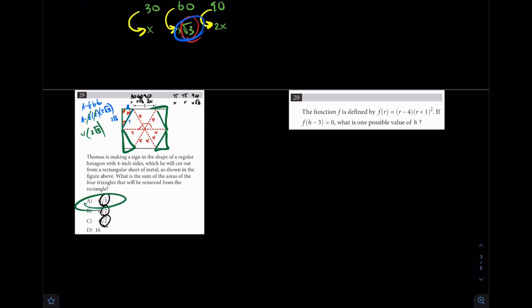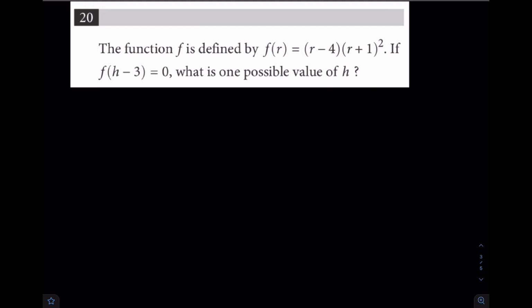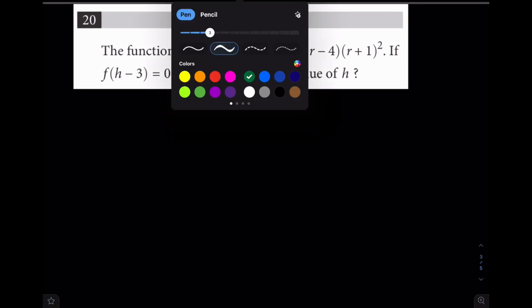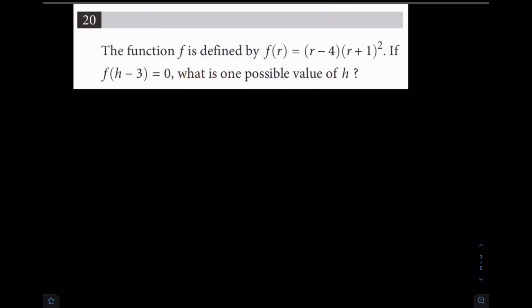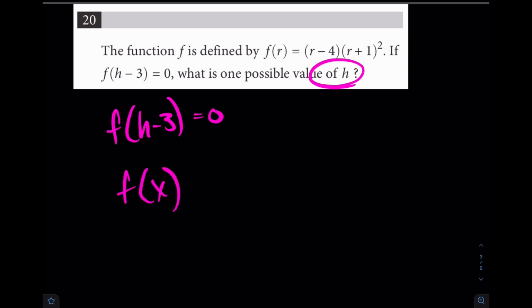Let's come over here for number 20, and this is going to be an algebra question to finish us off for today. This question is interesting, but what does it want? It wants us to find a value of h, but it's saying f of h minus 3 equals 0. What does that mean to us? Well, that means that we have to take f of x and plug this in for r anywhere we see an r.